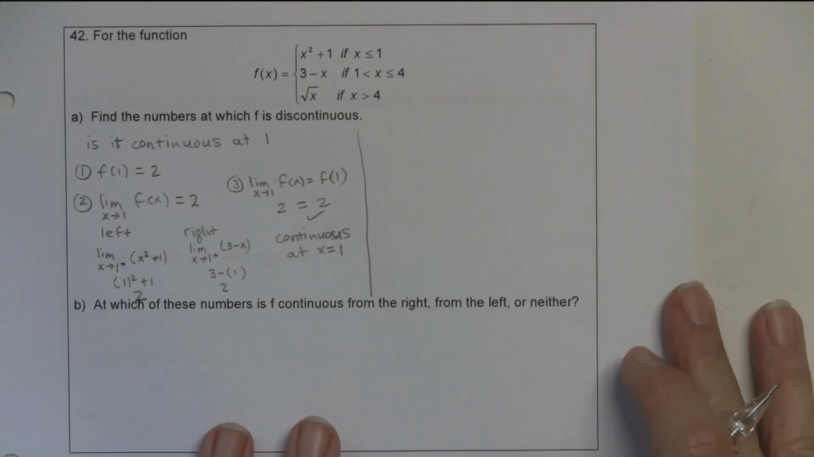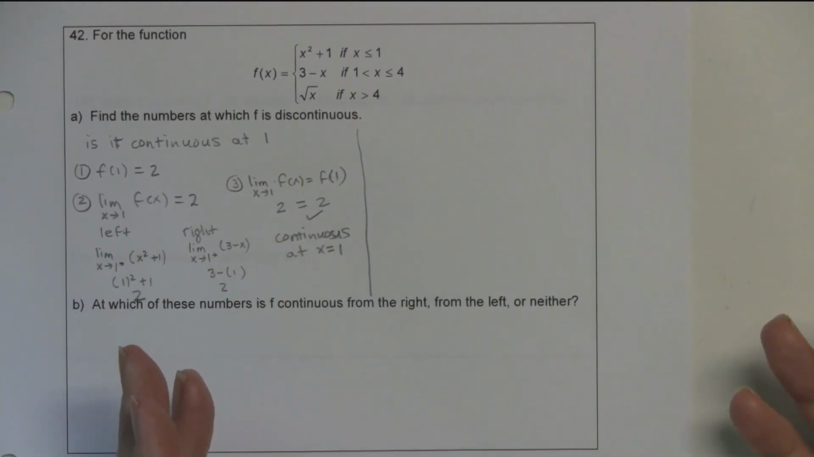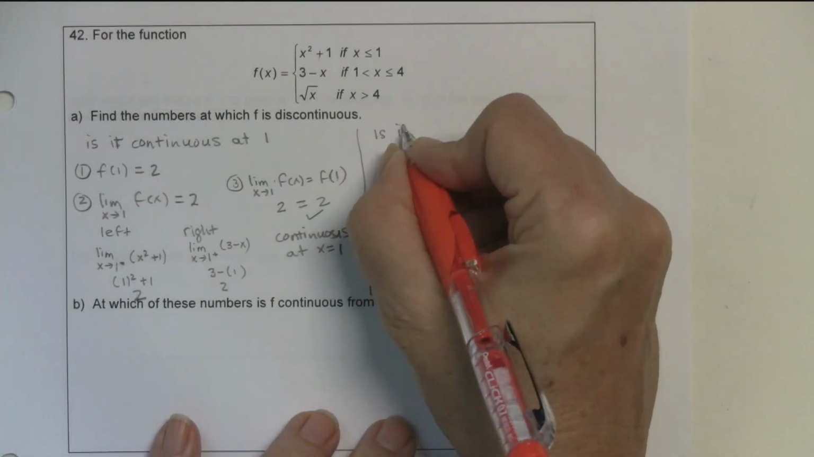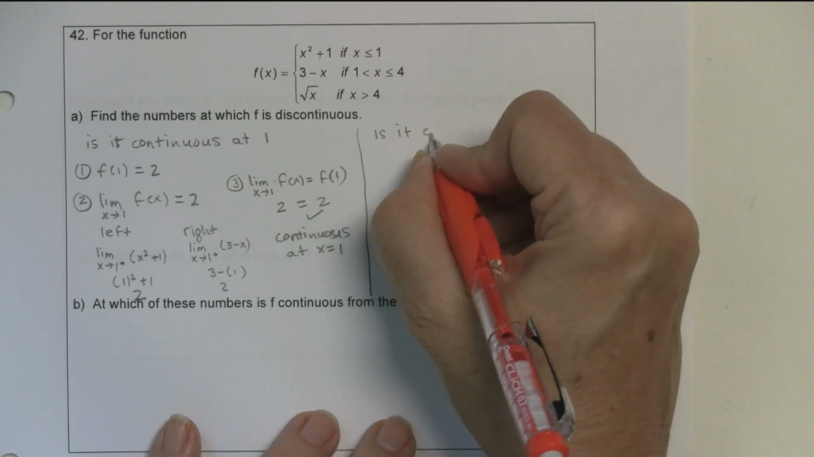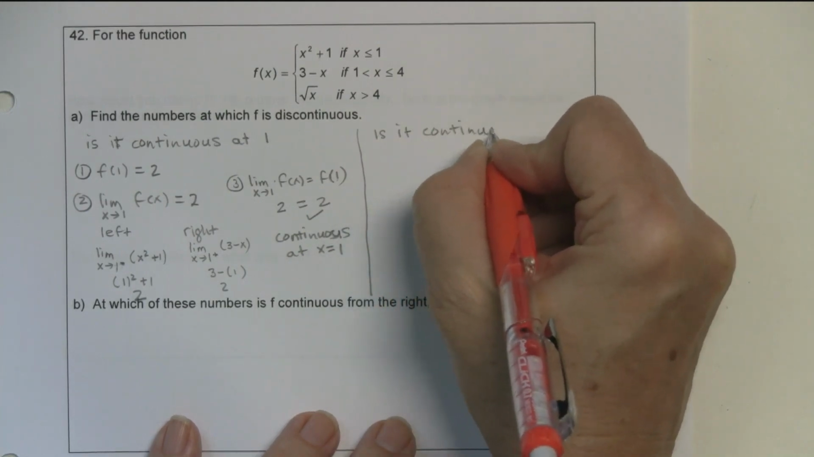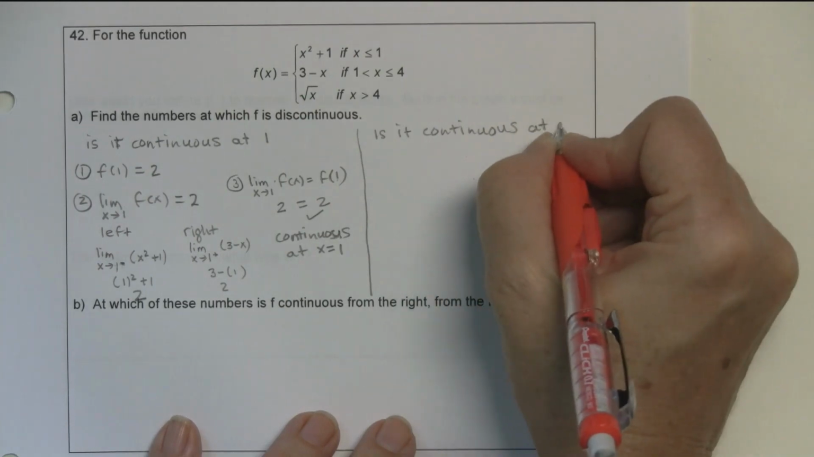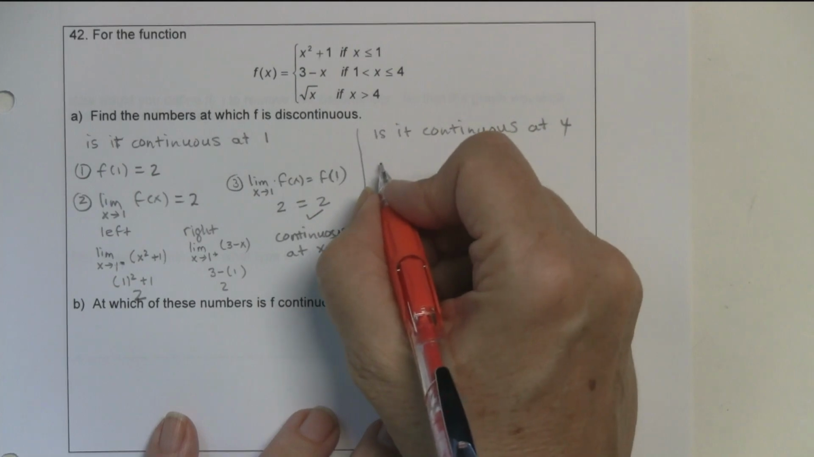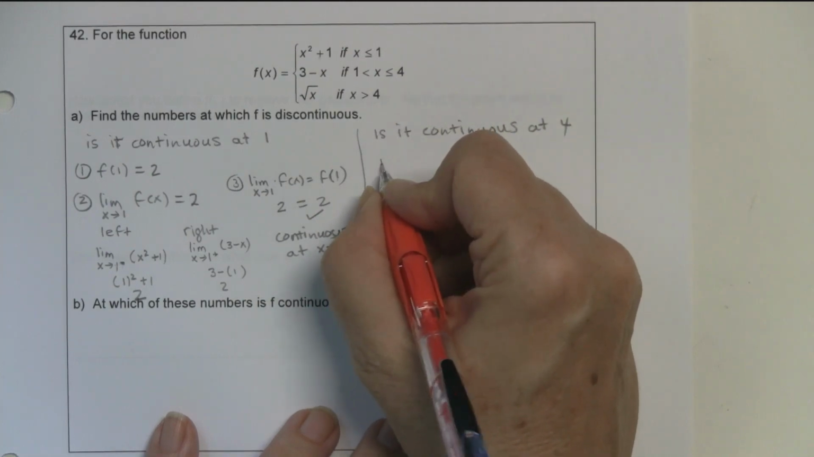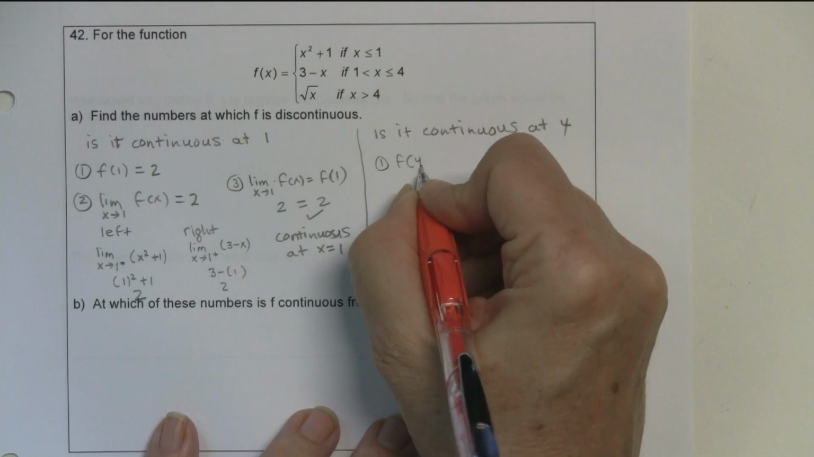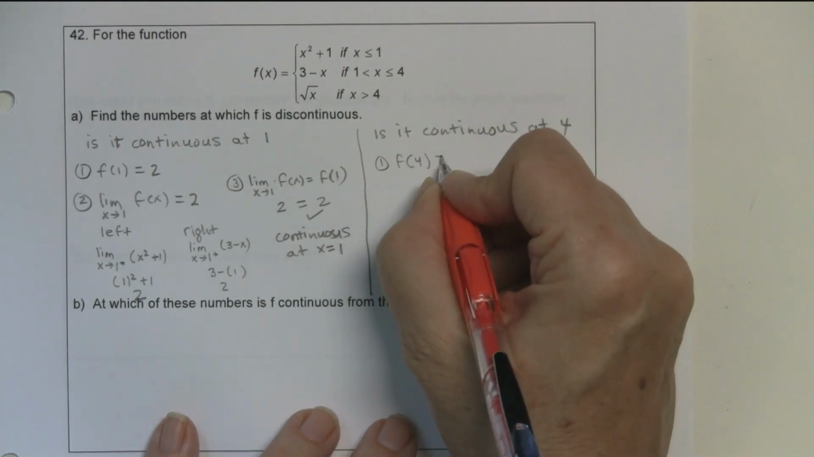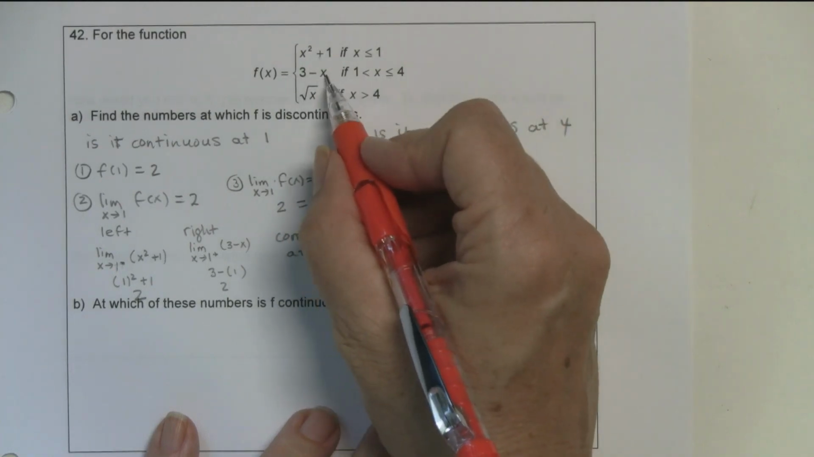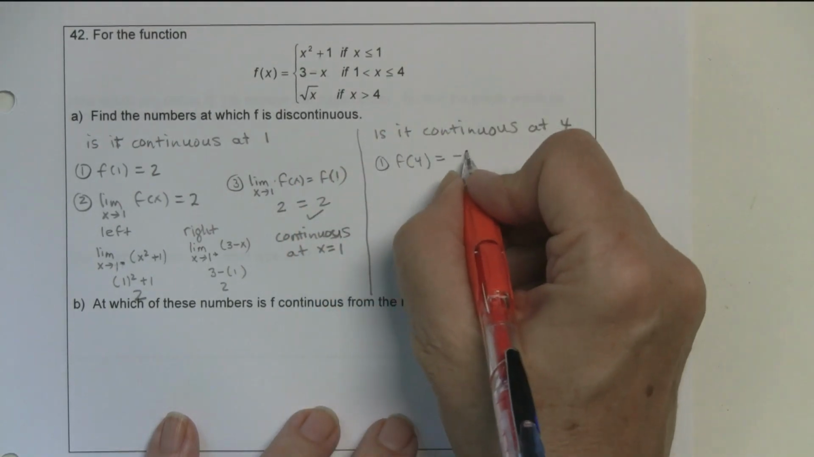So they asked me to find numbers where f is discontinuous, so I haven't found a number. So I'm going to ask myself the other question, is it continuous at 4? So when I go to look at 4, number 1, is f of 4 defined? And it is. It says equal to 4, use this one, so that'd be 3 take away 4 is -1.